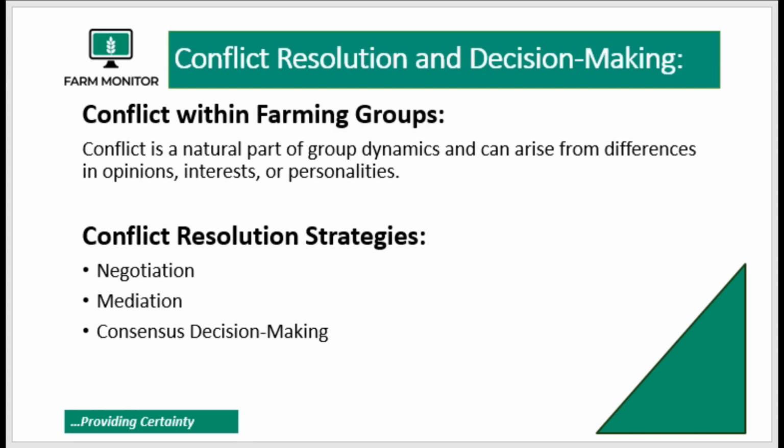Let's look at conflict resolution and decision making. Conflict is actually a natural part of groups. Conflict can arise from differences in opinion, differences in interests, differences in personalities. So, to a great extent, we accept conflict as a normal part of groups.